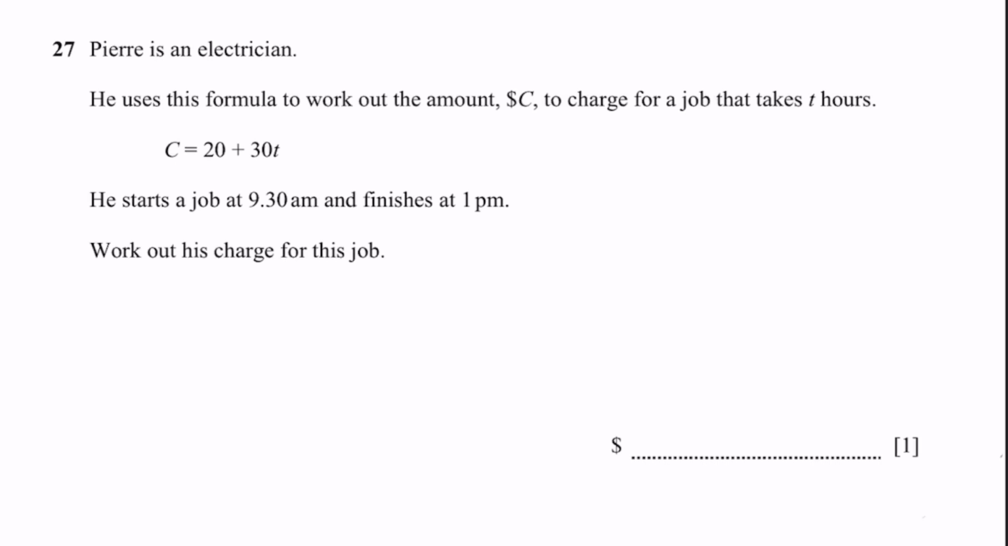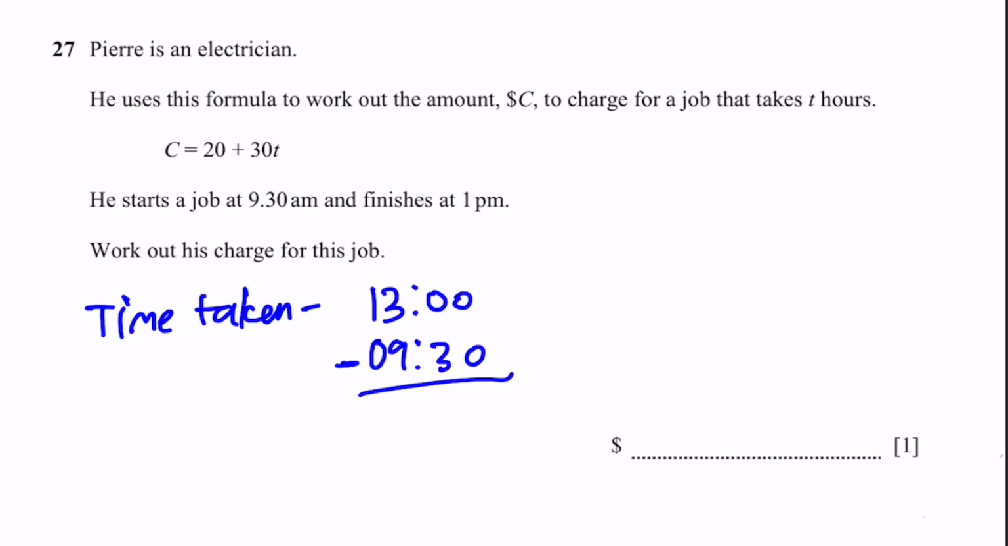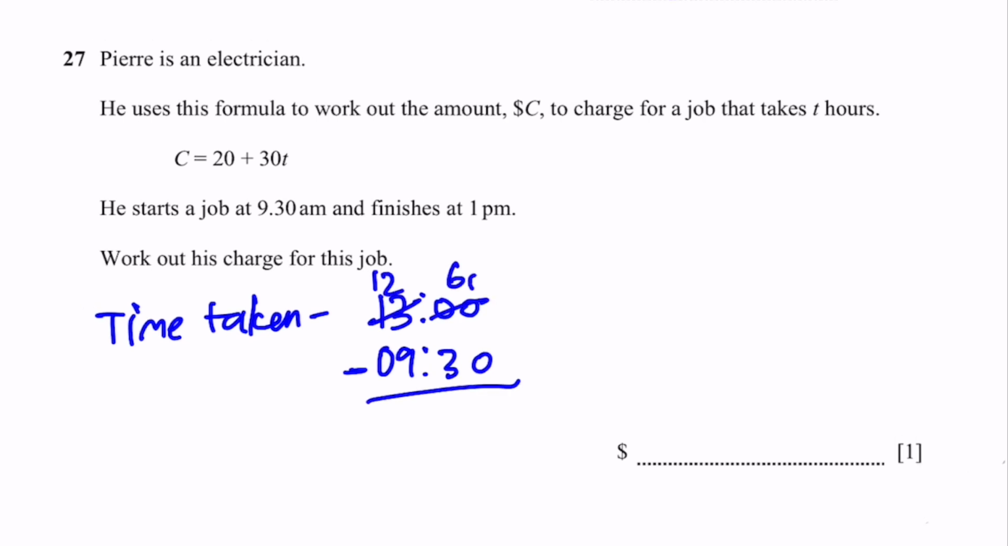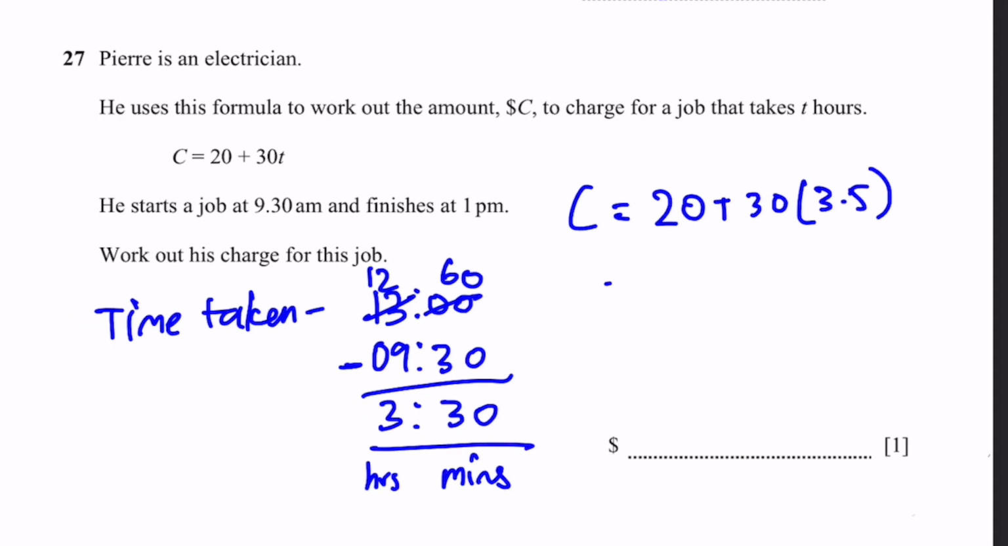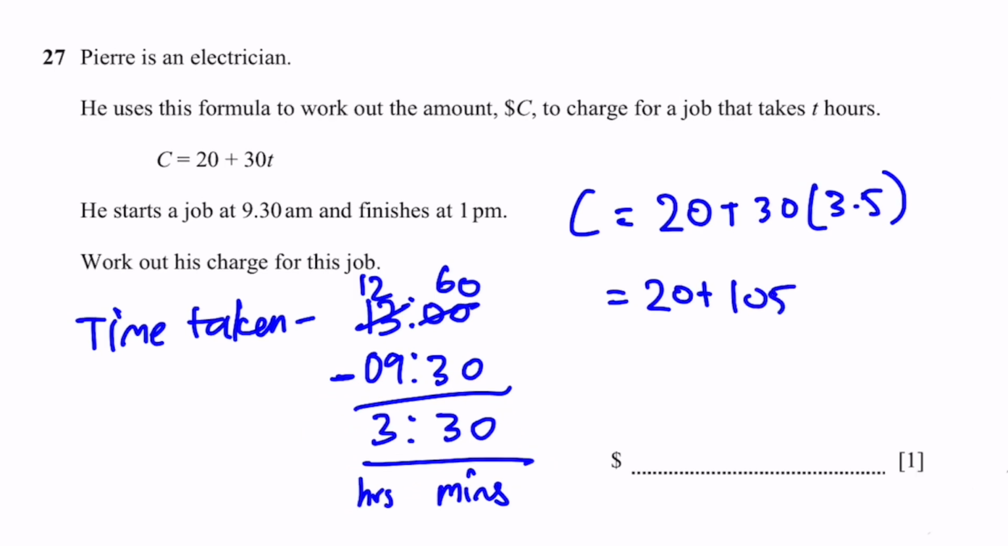Work out the charge. So the time taken is 13:00, which is 1 p.m. in 24 hours, minus 09:30. We can cancel this to be 1, 2, and 60, and that means we can get 30 on this side and 3 on the other side. So that's 3 hours 30 minutes. And that means C is equal to 20 plus 30 into 3.5, because 3 hours and 30 minutes is equal to 3.5 hours. That means 20 plus 105, which is $125. That's the answer.